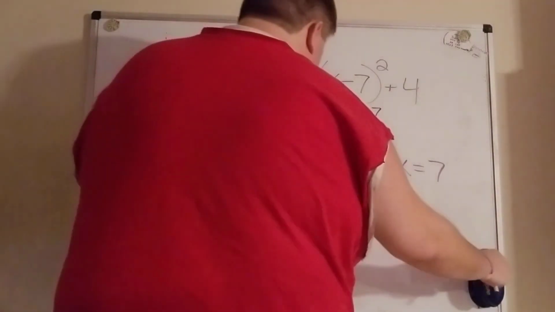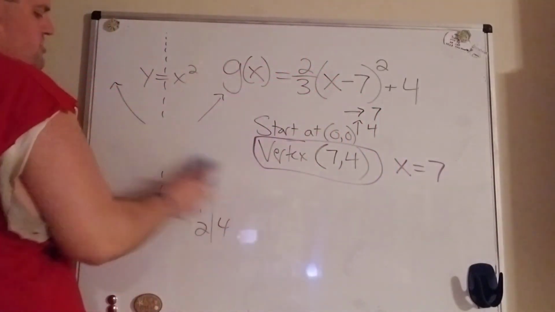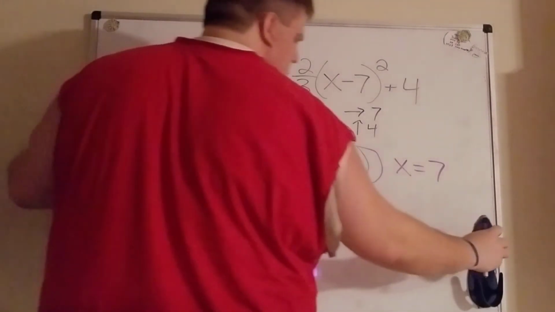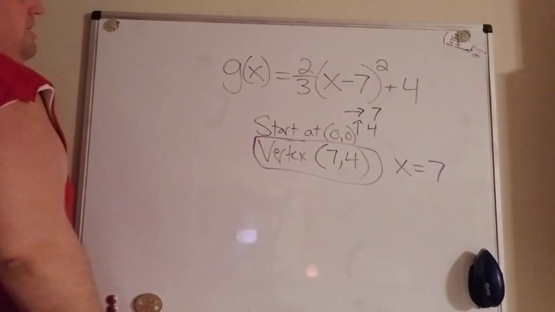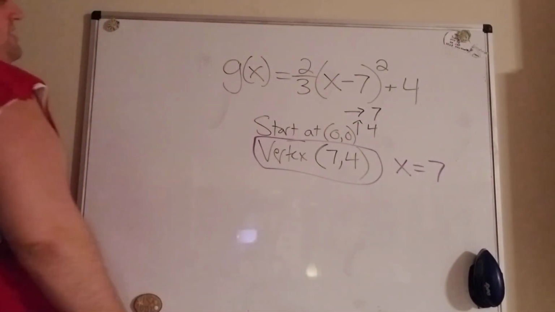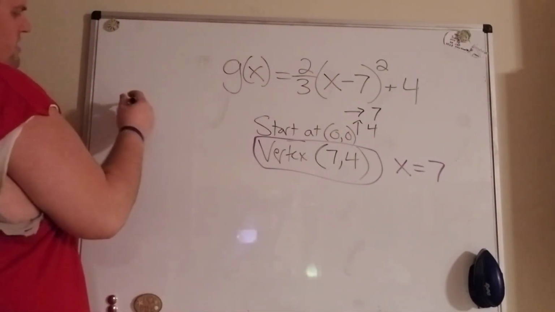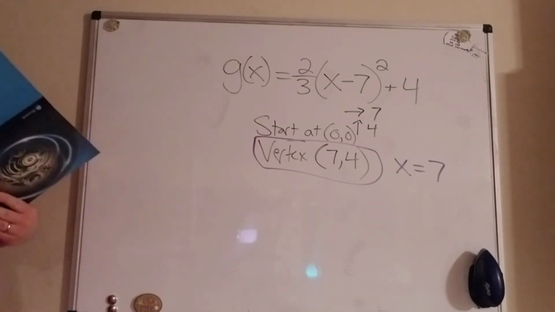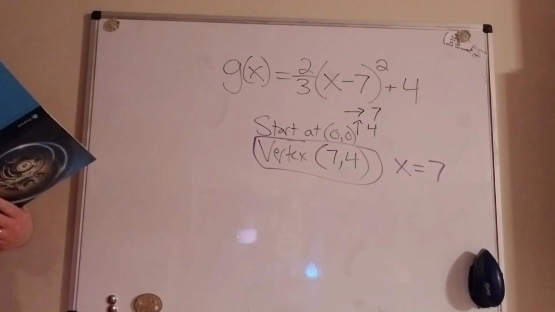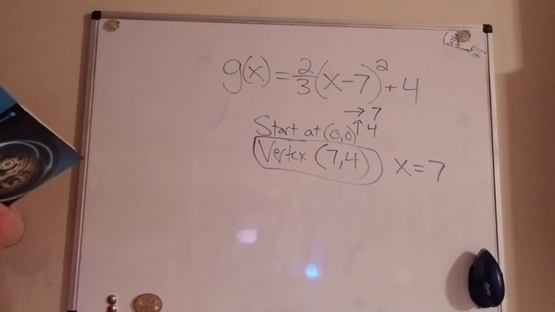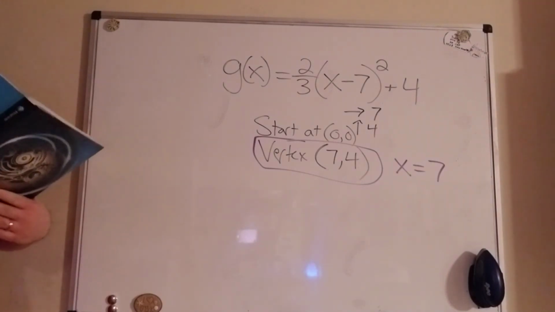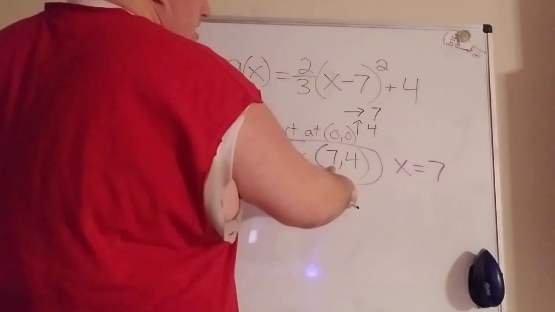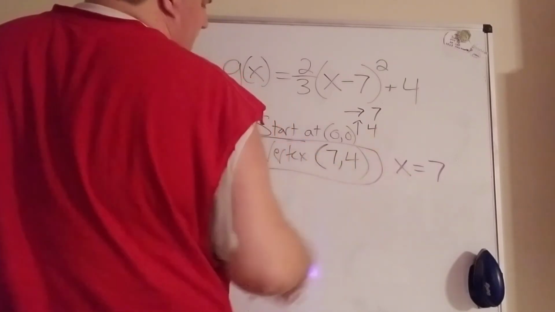A really good thing if you're not sure what the line of symmetry is, did they give you any of those in your homework? Let me check real quick. No, I think we're good. So if you just look for this vertex, the x value is going to be your line of symmetry.